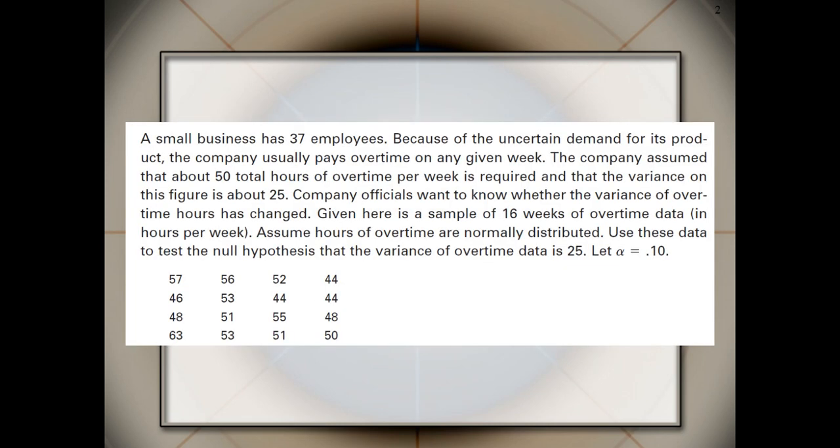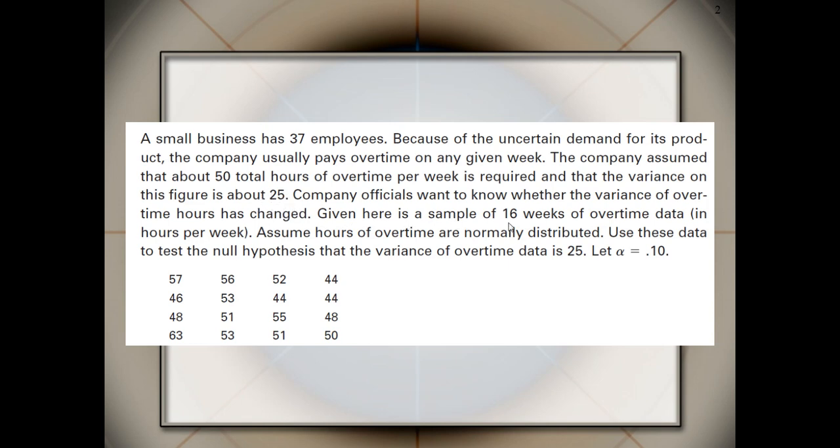Let's take a case here. There's a small business having 37 employees. Because of the uncertain demand of its products, the company usually pays overtime on any given week. The company assumed that about 50 total hours of overtime per week is required, and that the variance on this figure is about 25. So 50 is the average, and they assume that the population variance will be 25 for this data. A company official wants to know whether the variance of overtime hours has changed, whether this remains as 25 or it has changed.